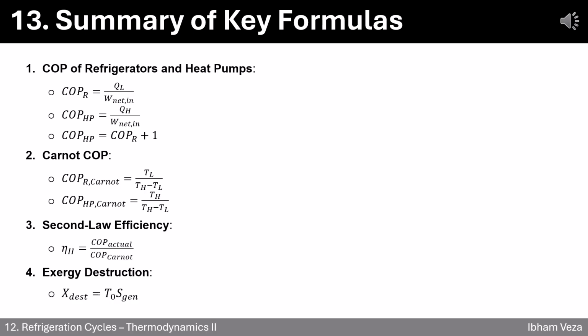The second law efficiency compares your real system to this Carnot limit, great for diagnosing performance gaps. Finally, exergy destruction shows where useful energy is wasted, helping you pinpoint inefficiencies. These formulas aren't just math, they're practical tools to evaluate and improve real systems.